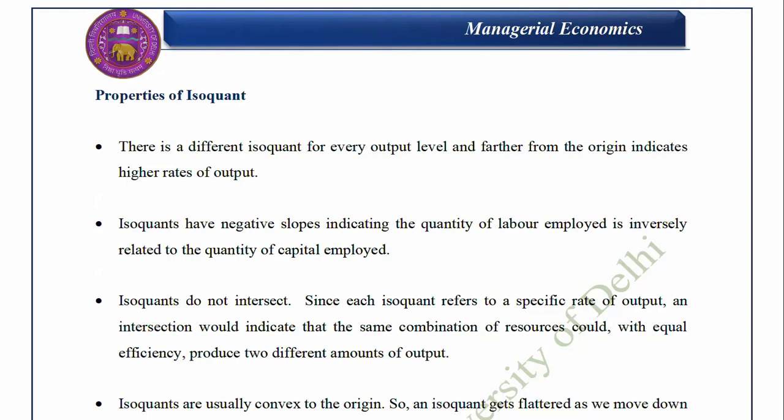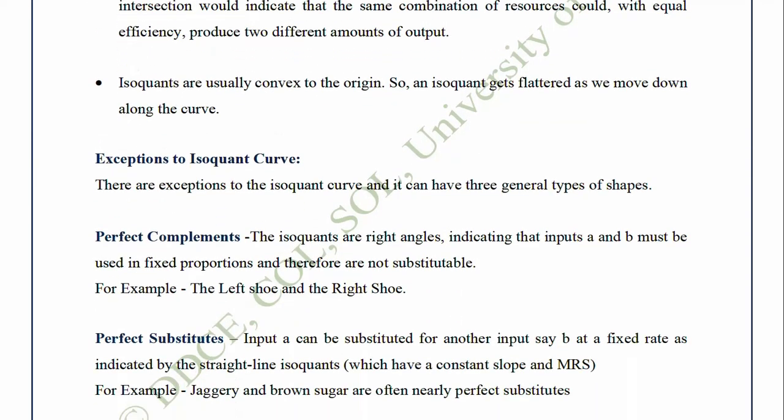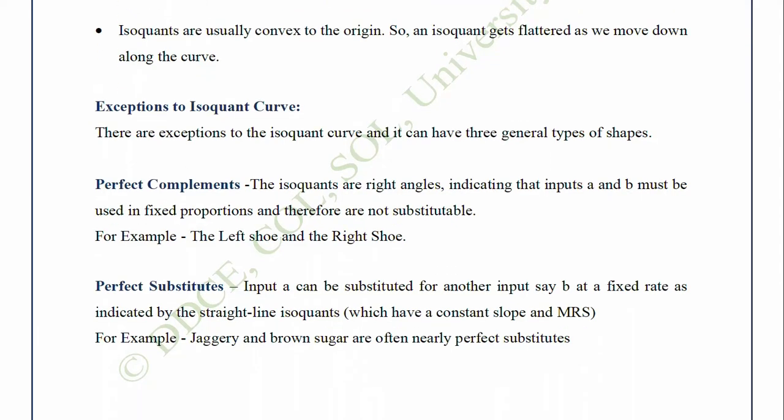Point number 3. Isoquants do not intersect, since each isoquant refers to a specific rate of output. An intersection would indicate that the same combination of resources could, with equal efficiency, produce two different amounts of output. Fourth, isoquants are usually convex to the origin, so an isoquant gets flattened as we move down along the curve.